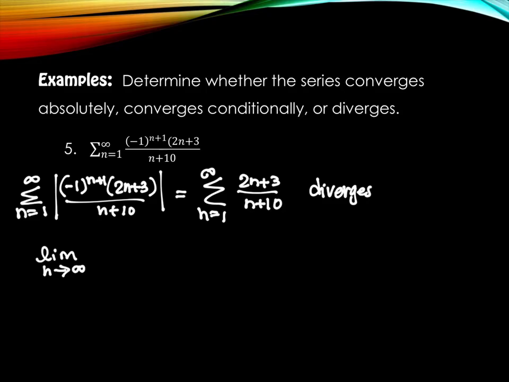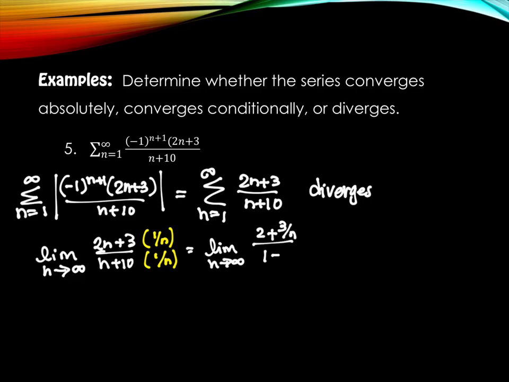Okay, so if I have 2n plus 3 over n plus 10, what would you like to see us do next? Okay, so we're going to multiply by 1 over n, or divide by n, on top and bottom. If I do that, I'm going to get the limit as n goes to infinity of (2 plus 3 over n) over (1 plus 10 over n). And like you said, a couple things go to 0. What is the limit here?